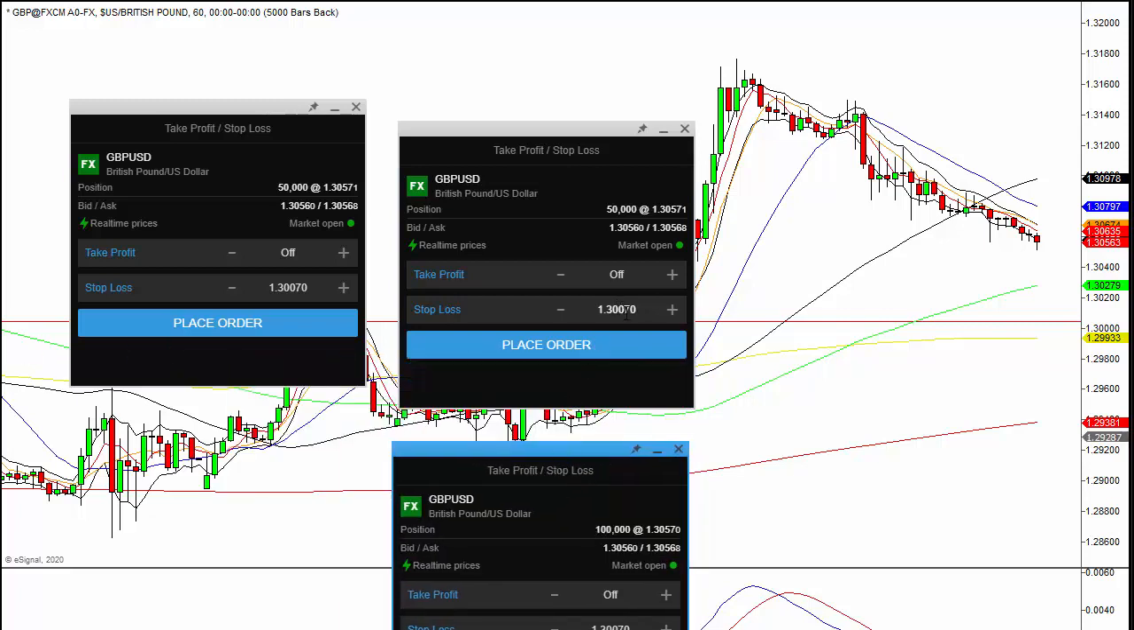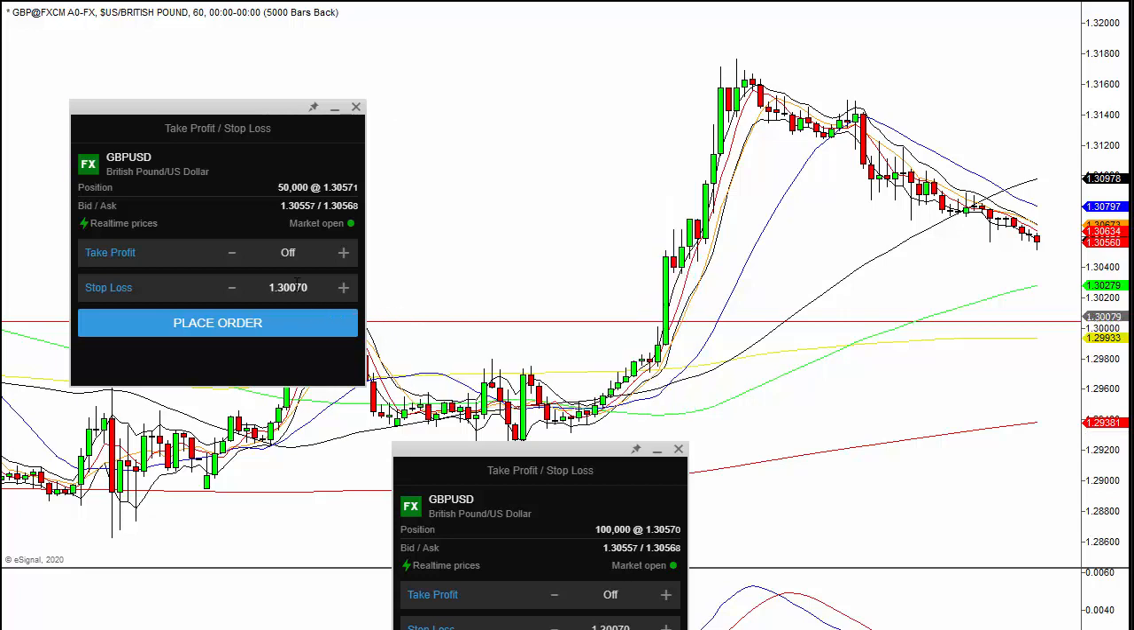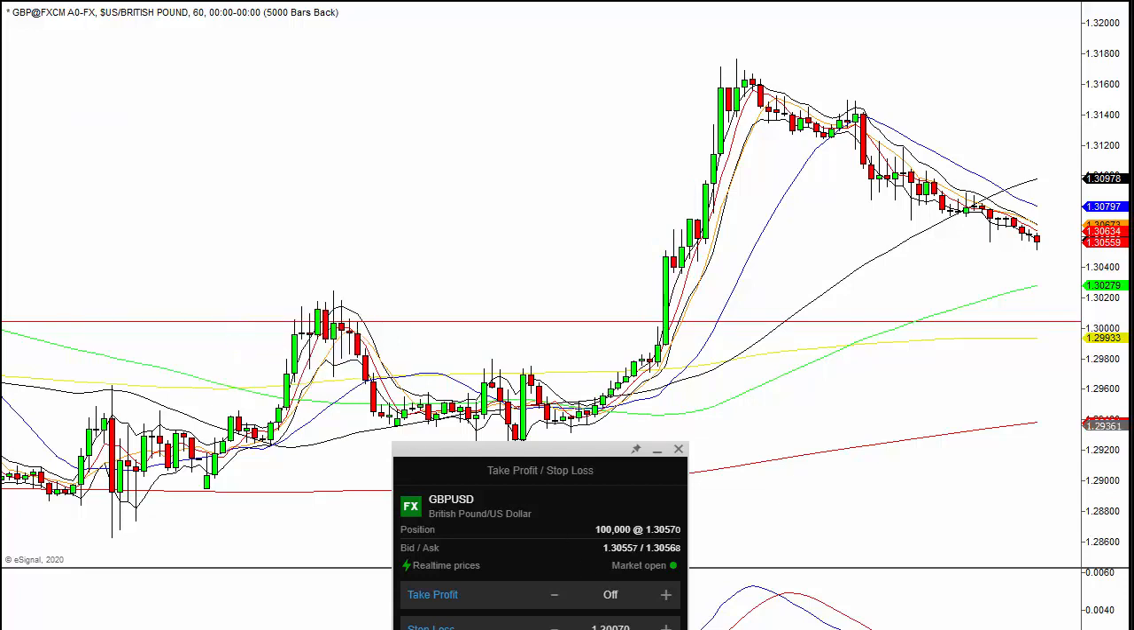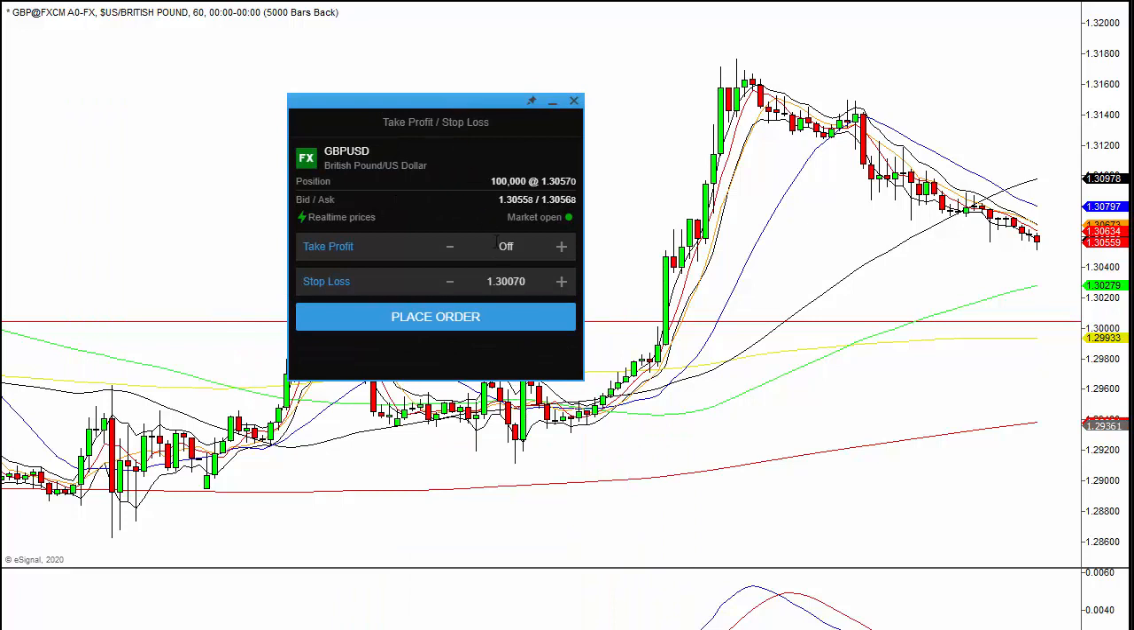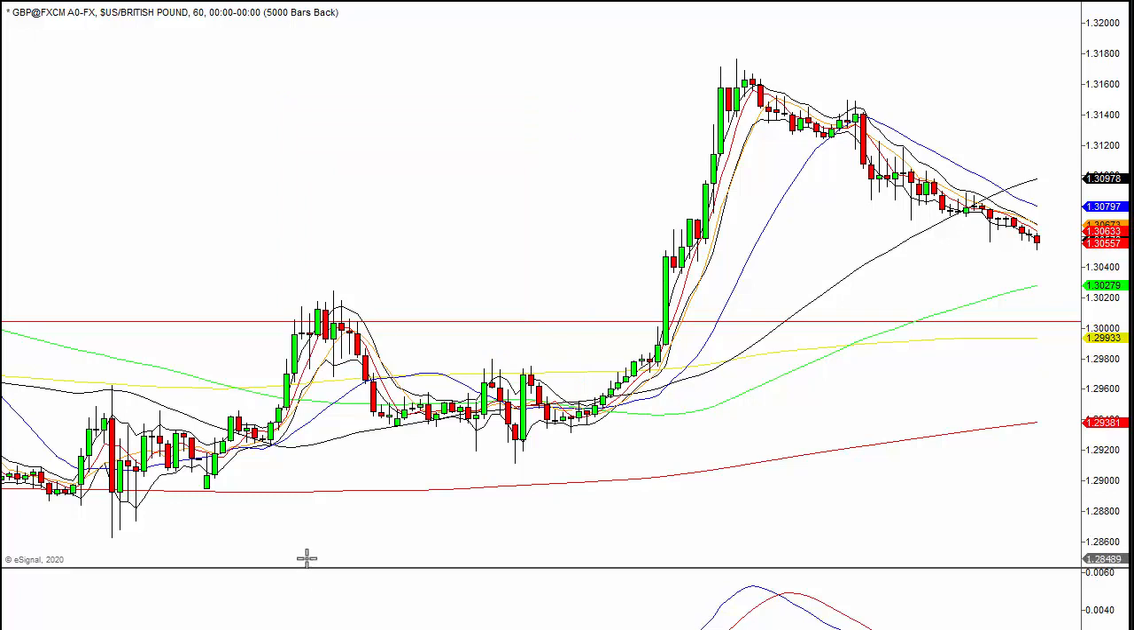Right, so let's put those in. I said about 20 pip stops. So I got in at 57, didn't I? 130, 37. There we go. That's my stop there, 130, 37. That's that one done. And then lastly, 130, 37. Okay. So that's the orders in there for the pound dollar.